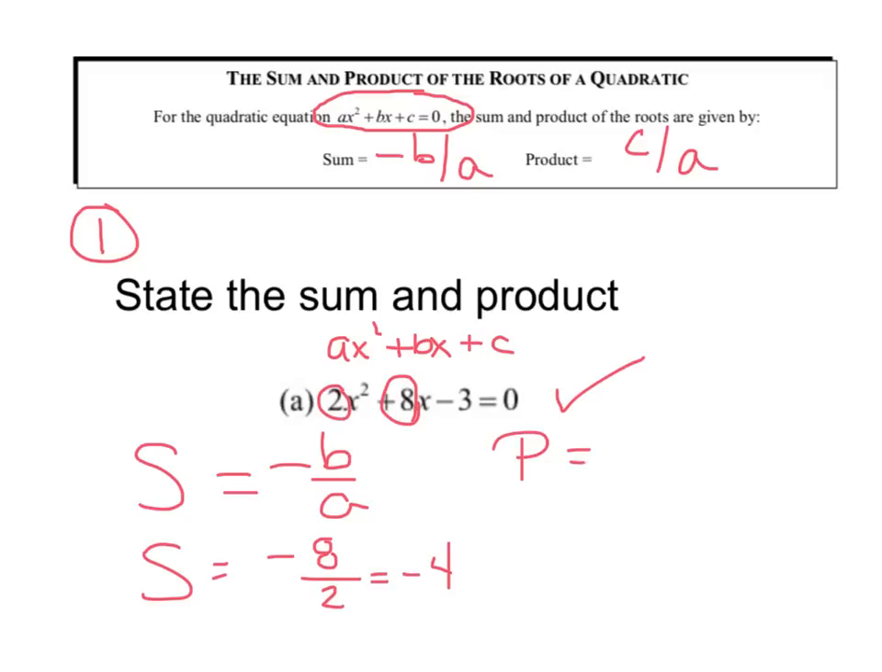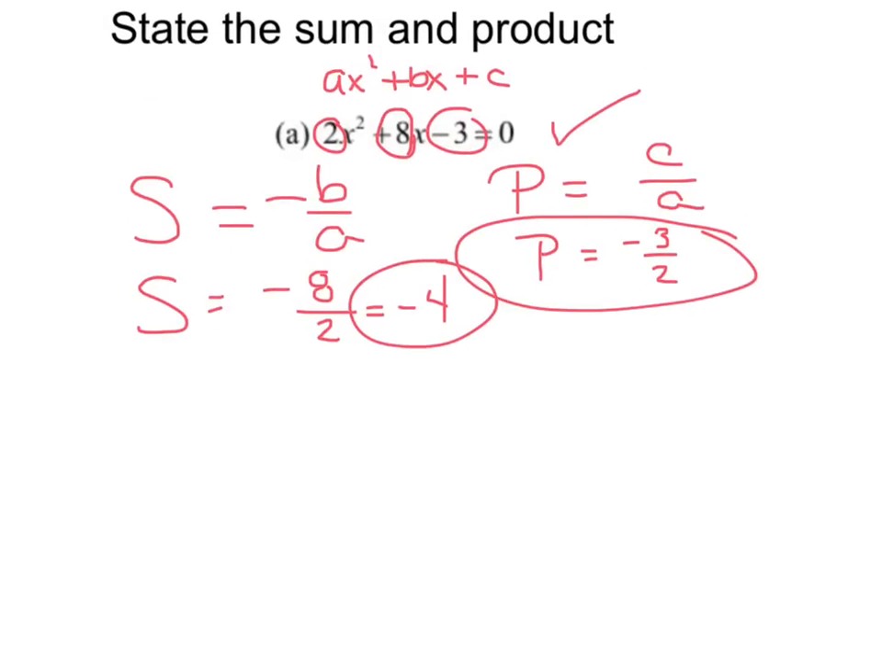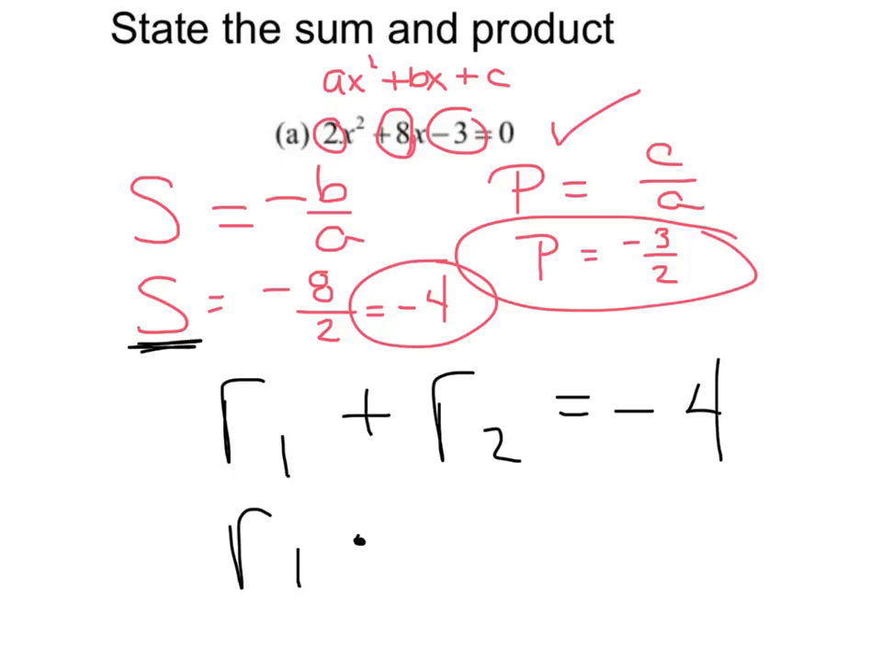My product is c over a, and again we're just going to jot that down. P equals, my c value is negative 3 over 2. And there's the product of the roots. Now notice, I don't actually know what the two roots are. And here's what I want to really stress in your notebook. I know that root 1 plus root 2 has to equal negative 4. Definition of sum means you add two things together. And I know root 1 times root 2 has to equal negative 3 halves. Definition of the word product.